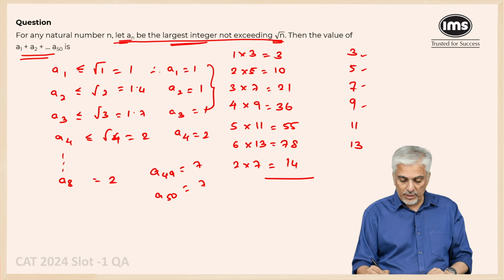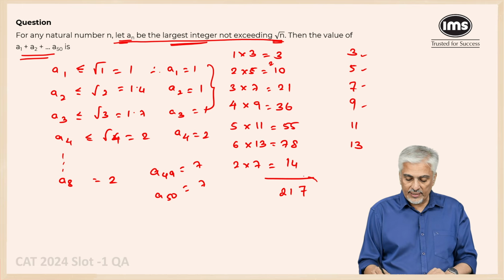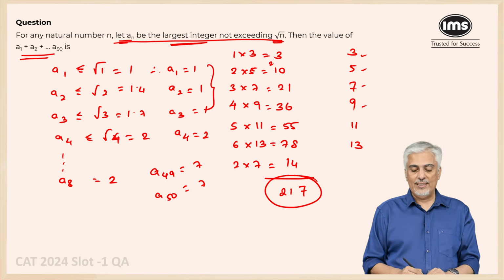3 plus 1, 4, 10, 15, 15 plus 8, 23, 23 plus 4, 27, 2 carry, 3, 5, 8, 8 plus 5, 13, 13 plus 8, 21. And the answer is 217.